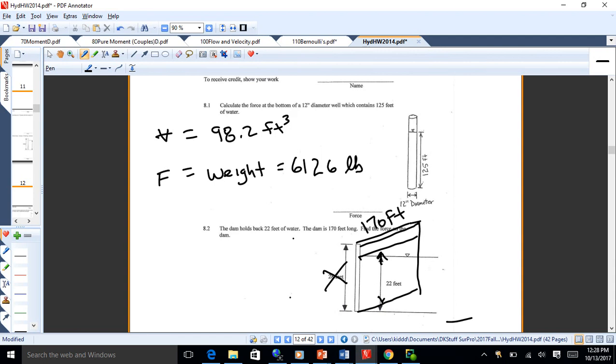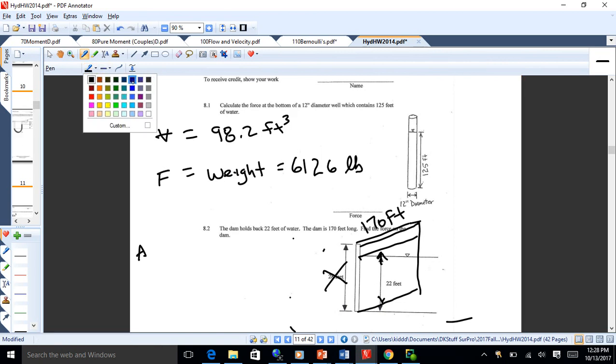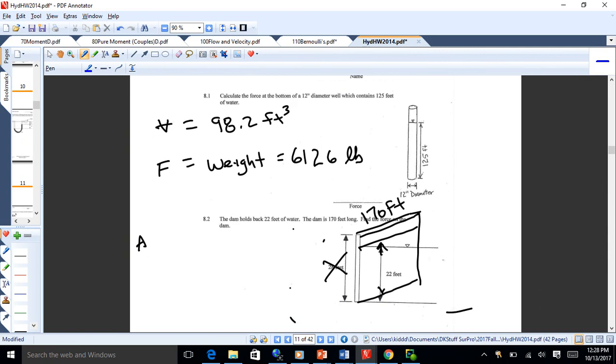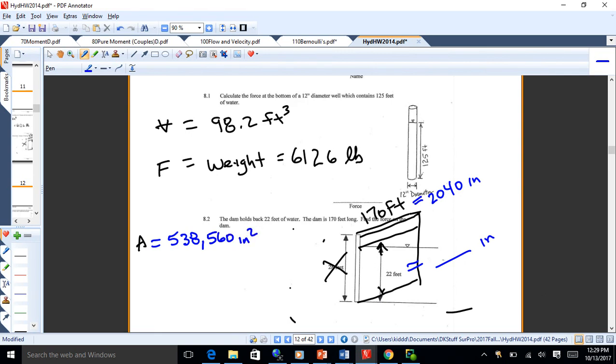And so you're going to want to get the area. Now, before you get the area here, you're going to want to anticipate that you're going to use PSI, pounds per square inch. Okay, so you're going to want to get these into inches. So for instance, this is 2,040 inches. And you'll want to get that 22 feet put into inches also. Then you'll want to find the area of the dam in square inches, and that should come out to be 538,560. So that's how many square inches are in the dam.